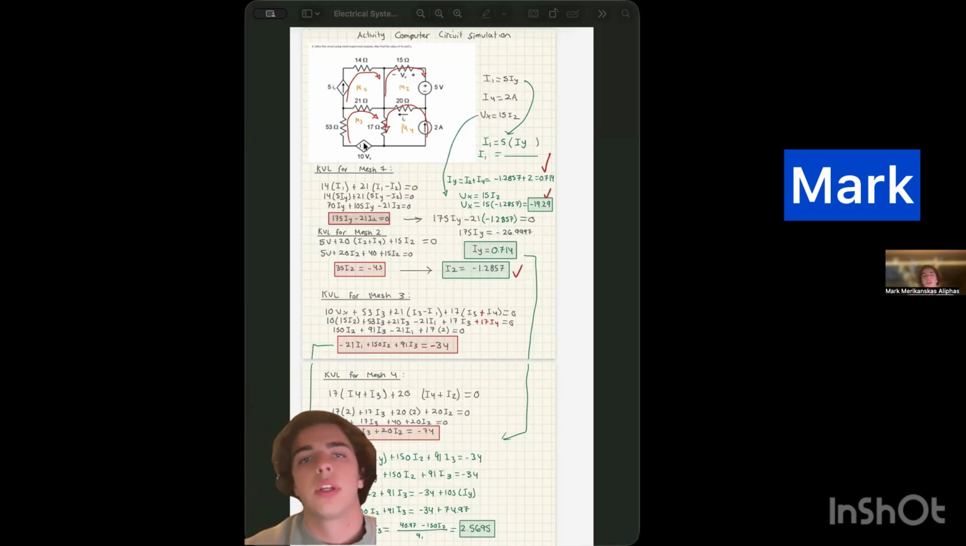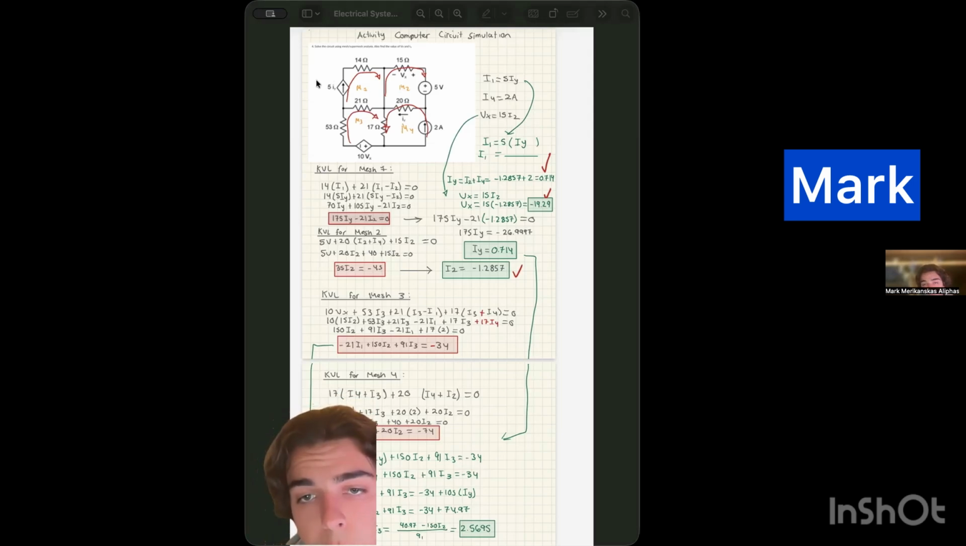We continue to do the KVL for mesh 1, 2, 3, and 4. For mesh 1, as you can see, we find the 14 resistor. We multiply that by I1. Same thing for the 21 resistor, I1 minus I2 as it is in the middle of two meshes. And then we plug in I1, which as stated before is 5 Iy. We continue this process for mesh 2, mesh 3, and mesh 4.